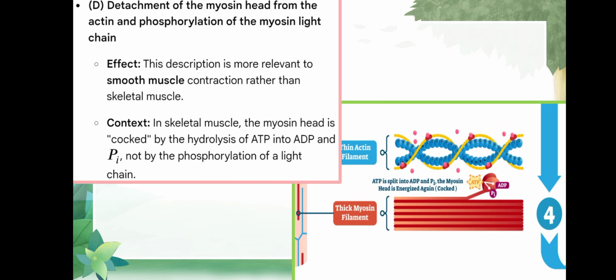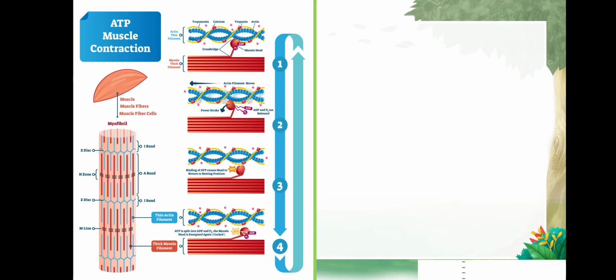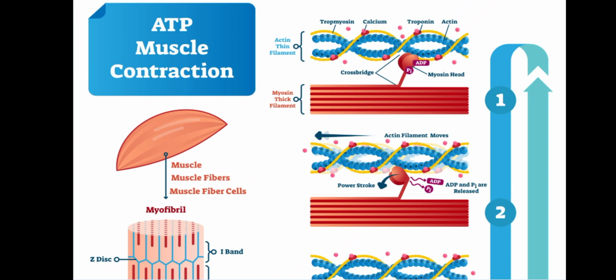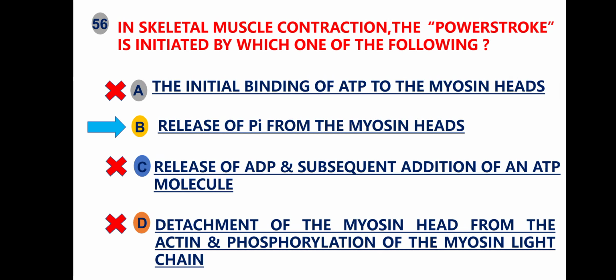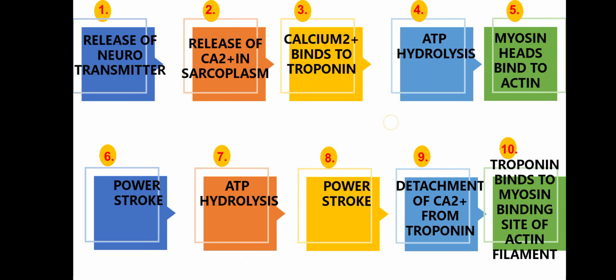Hope that makes sense. Phosphorylation of myosin light chain is more related to smooth muscle cells, which is out of the syllabus now. So thank you for being there, and this is the whole diagram, the whole image, if you want to revise again. I have zoomed in for you, 1, 2 and again 3, 4. So option B is correct, and this is also a summary of what we have just discussed.